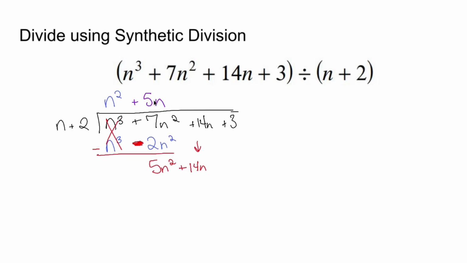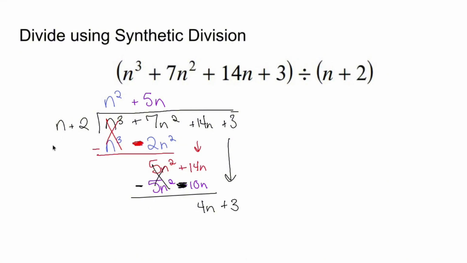Take that 5n, multiply to that whole factor. 5n times n is 5n squared. 5n times 2 is 10n. Subtract the entire row, which means flip the signs. The 5n squared will always go away. 14n minus 10n is 4n. Drop down the plus 3.